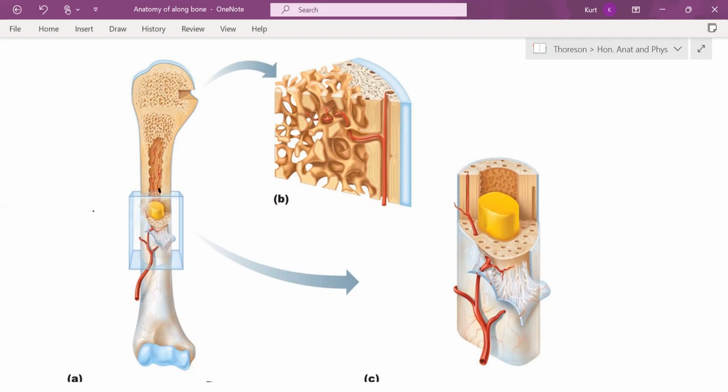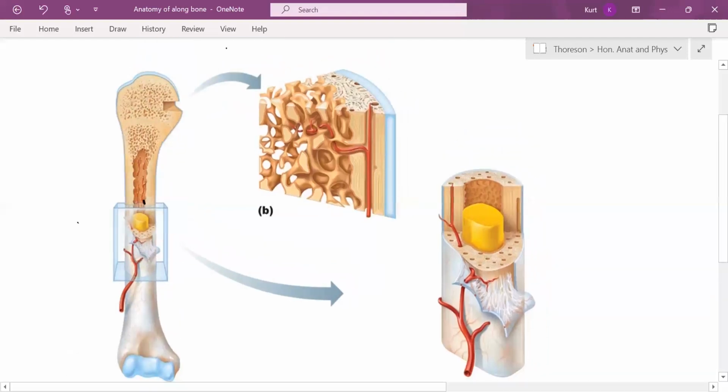Now, Chris, is it the left or right humerus? It's the right humerus. You can tell by looking at the elbow, the hinge joint. All right, so let's label these parts.